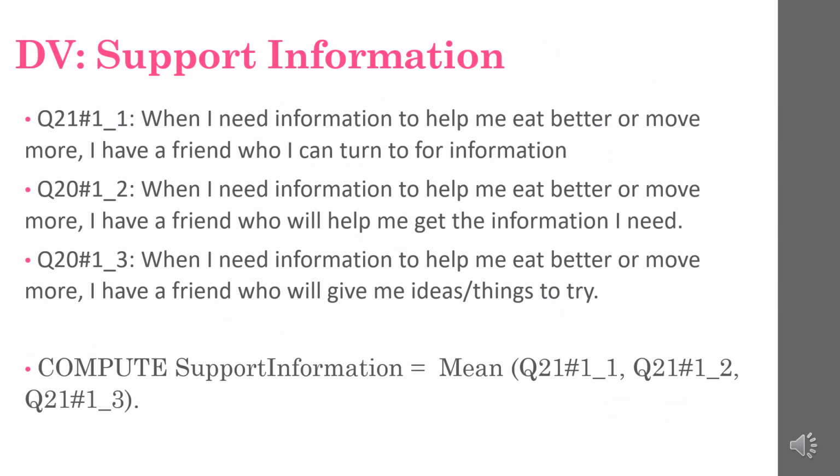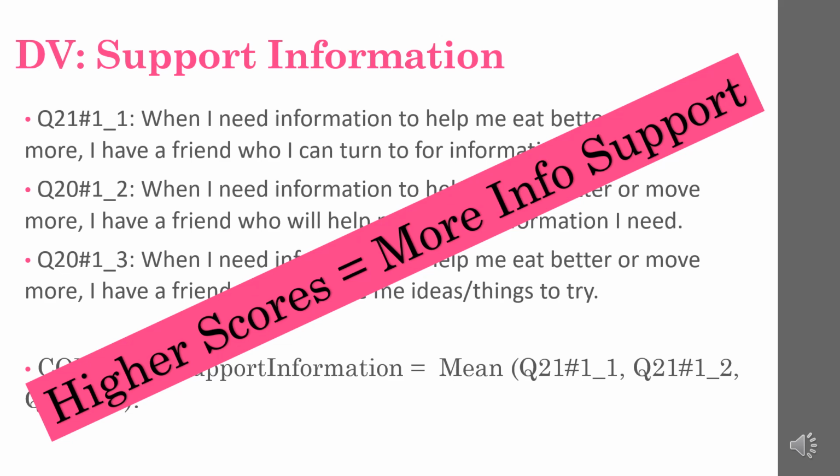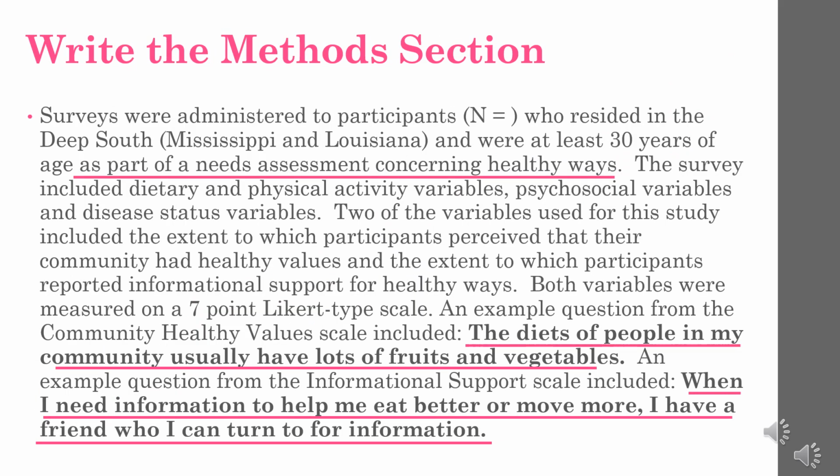For this variable, informational support, all of the questions are asked so that if you say yes and you get a high score, you have more informational support. So we just find the average of those scores. And this information would go into your methods section.